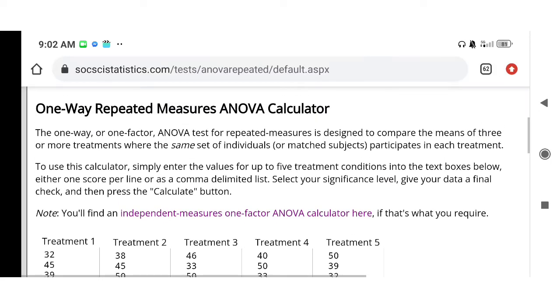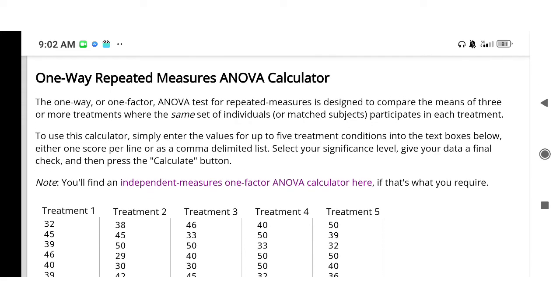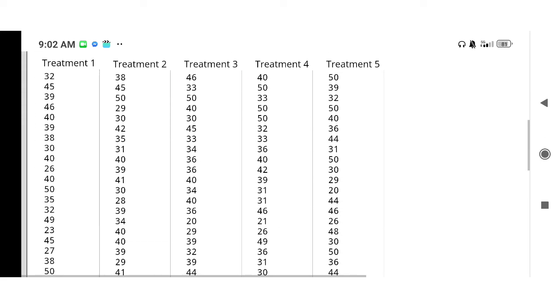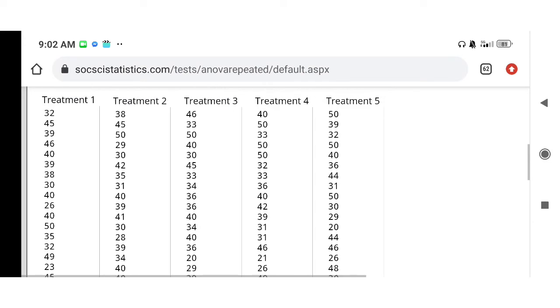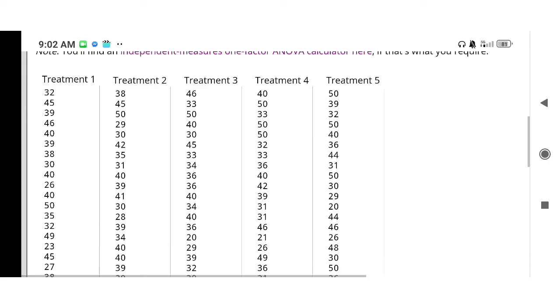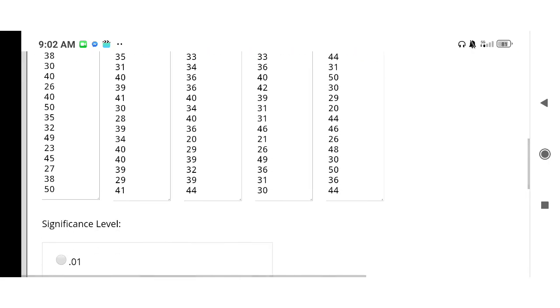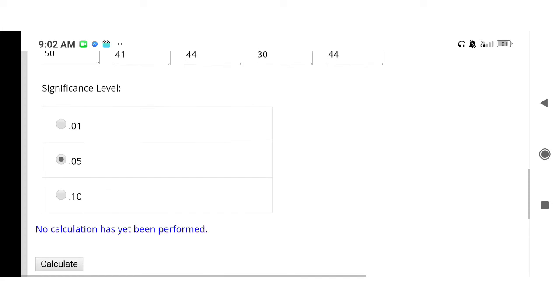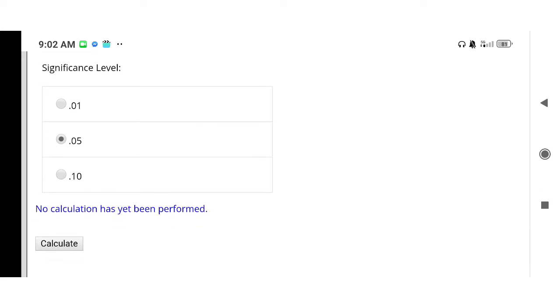So now let's proceed to the calculation of results. So we are now here in the one-way repeated measures ANOVA calculator. We already pasted the 20 samples in each treatment: treatment 1, treatment 2, 3, 4, and 5. So we have a total of 100 samples. The significance level is set to 0.05, and now let's calculate.